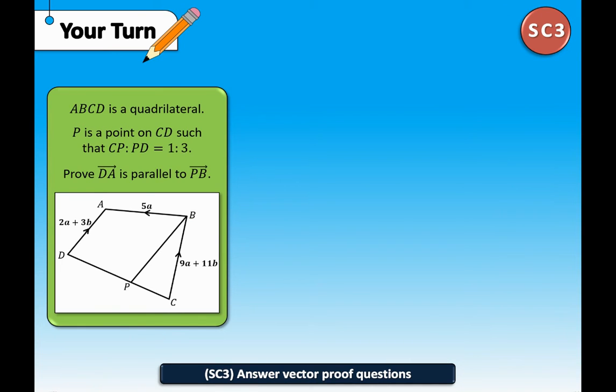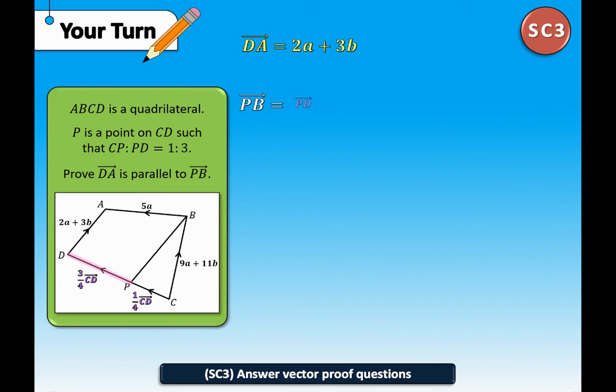So here's the green question. We want to prove AD is parallel to PB. CP is 1/4 of CD, and PD is 3/4 of CD. So we can say DA is 2a plus 3b. So we need to work out PB.